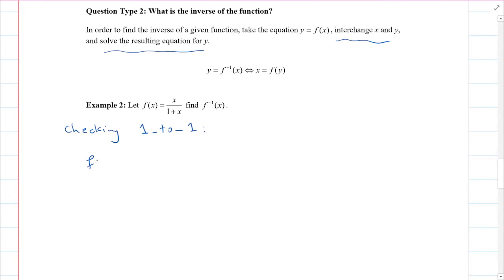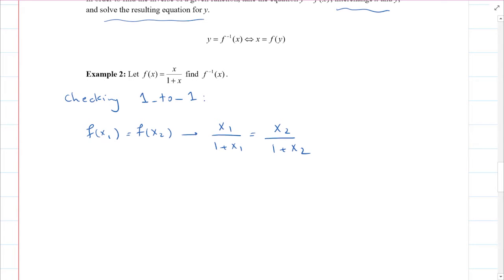So if f of x1 equals f of x2, which in this case means x1 over 1 plus x1 equals x2 over 1 plus x2, I should be able to conclude that x1 equals x2 by doing a little bit of algebra.